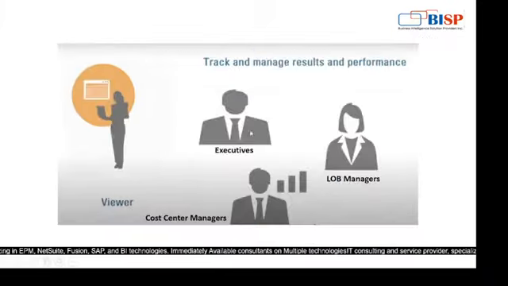Then, what can a viewer do? The viewer can basically track and manage results and performance, because it is the last member in the hierarchy. First is the service administrator, then the power user, third the user, and the last one is the viewer. The user can assign rights to the viewer, so the viewer can basically track and manage results and performance. So who can be the viewer? Viewers could be executives, line of business managers, as well as cost center managers.